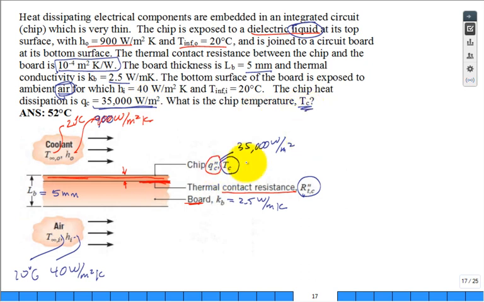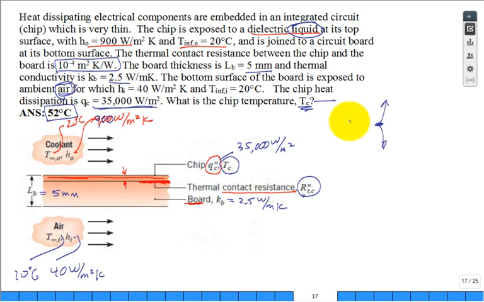Find T_c. Well, you're going to find that it's about 52 degrees C, but how do you do it? How do you do it? Well, don't forget that energy is conserved. If you're dumping in that many watts, they have to go somewhere. So you can think about it being dumped in, and it has to flow either to the top or the bottom.